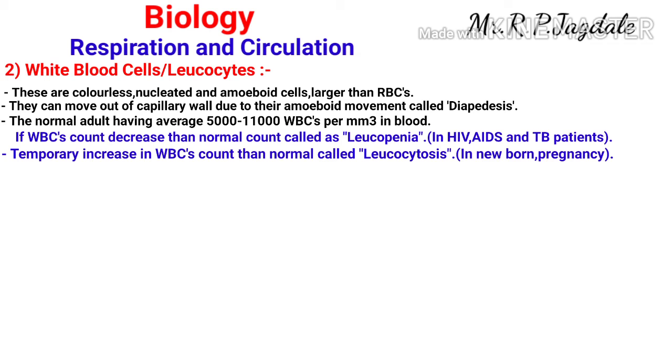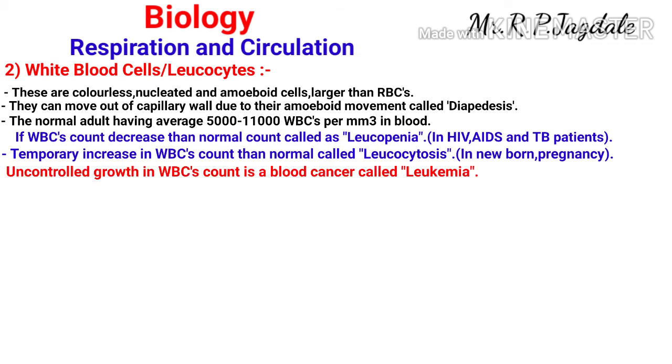But if there is uncontrolled growth of WBCs, more than the normal count, then it is a type of blood cancer, and it is called leukemia. Remember, students, that there are normally 5000 to 11,000 WBCs per mm cube.